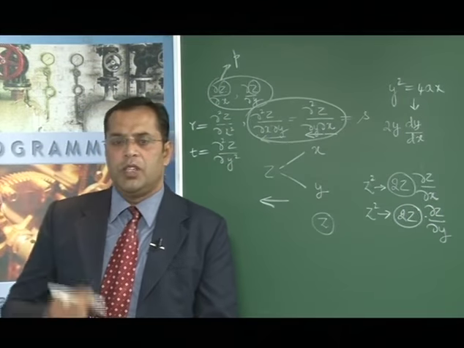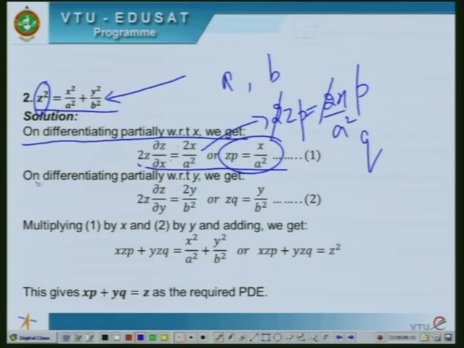Because it contains two constants, let me repeat again, you should restrict your differentiation to only p and q. So, now take the given expression and differentiate it partially with respect to y. What happens? The left hand side z square becomes 2z dou z by dou y is equal to 2y by b square, or if you cancel 2, because dou z by dou y has the notation q, you get zq equal to y by b square.